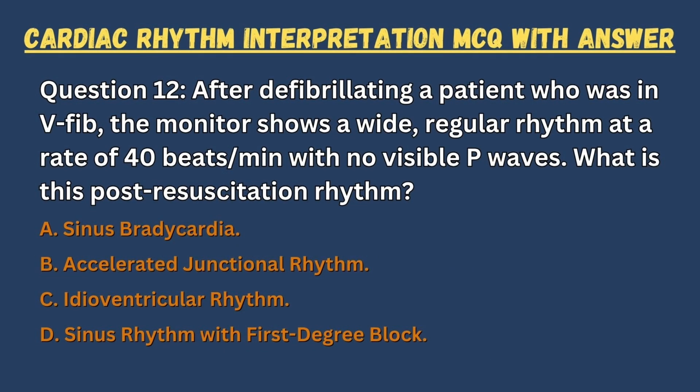Question 12. After defibrillating a patient who was in V-Fib, the monitor shows a wide, regular rhythm at a rate of 40 beats per minute with no visible P waves. What is this post-resuscitation rhythm? A. Sinus bradycardia. B. Accelerated junctional rhythm. C. Idioventricular rhythm. D. Sinus rhythm with first-degree block.